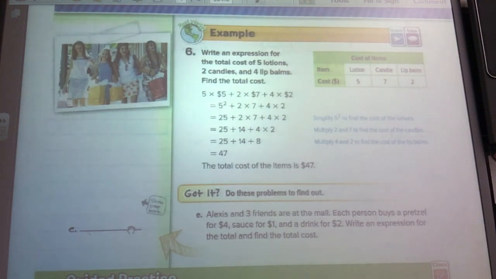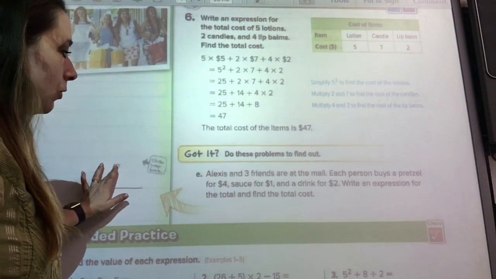Then they changed it to 5 squared. Why they didn't just do 5 times 5, I don't know. I wouldn't have done that step, but you do all your multiplying first. So you do the 25. 2 times 7 is 14, 4 times 2 is 8, and then you add those numbers together to get a total of 47.